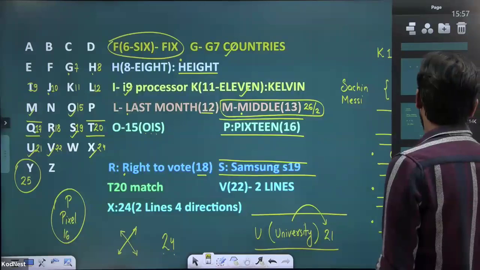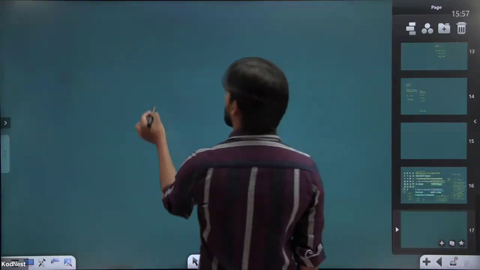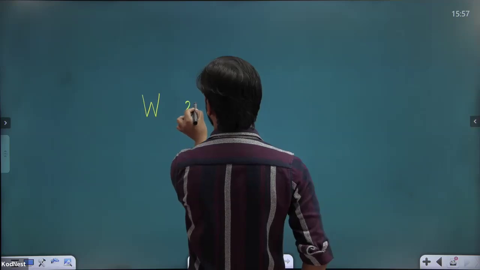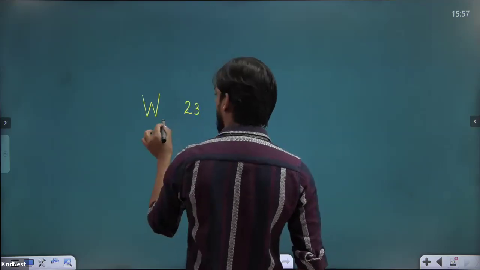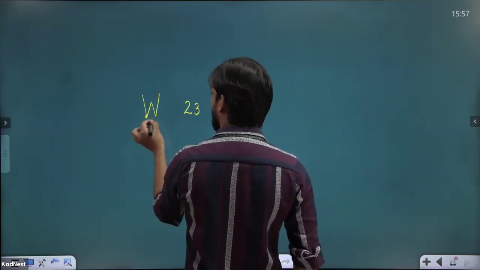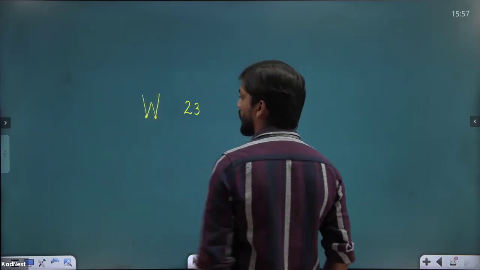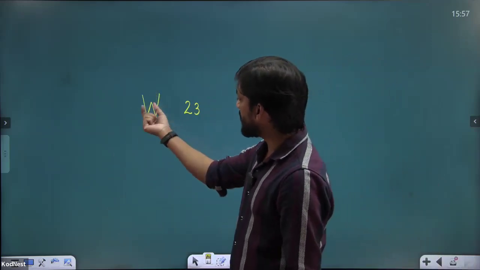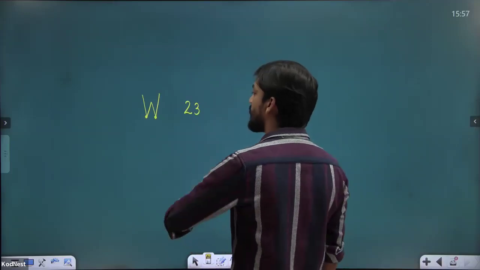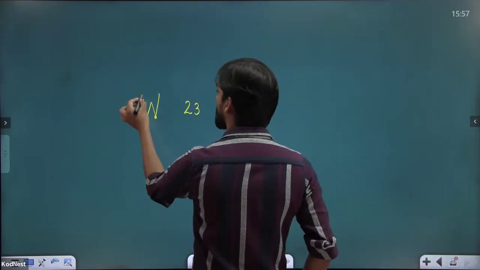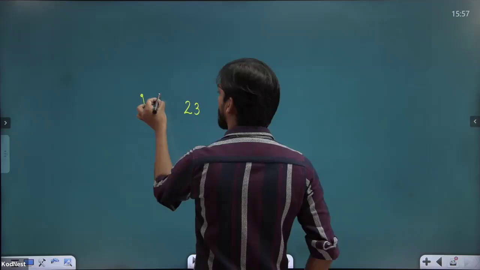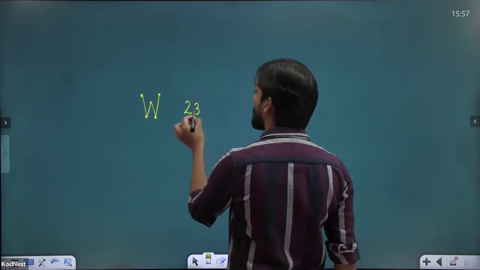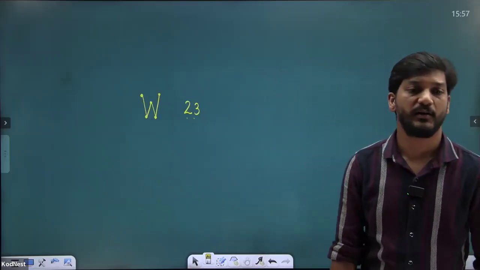So W. Carefully observe, W place value is 23. My dear, W has two vertices, I will say, or two points which are the points of joining lines, intersection points. And on the top side, we have 3. So bottom side, we have 2. Top side, we have 3. So 23, this way you can see. Okay. Anything else?